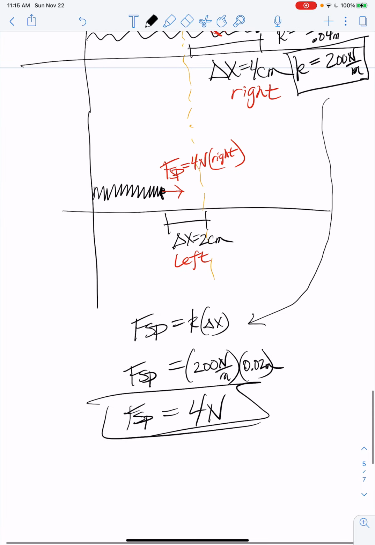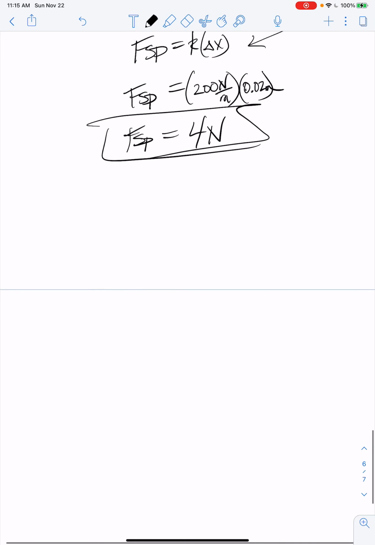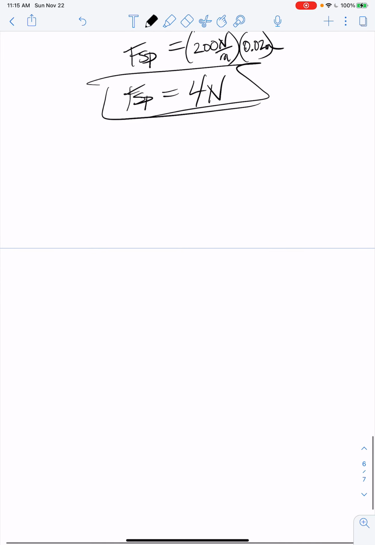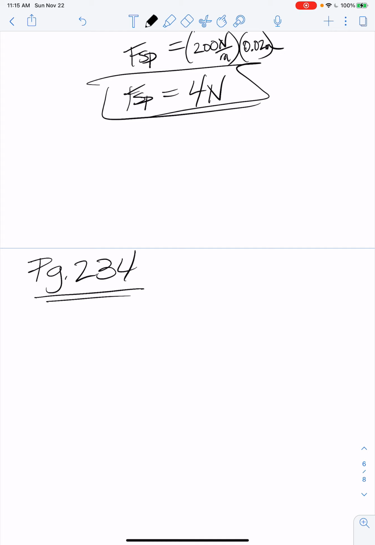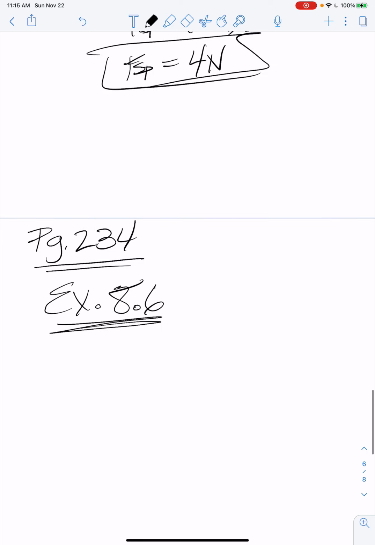Okay, so let's go ahead and move to this is on page 234. Probably gonna run out of paper here at some point. This is example 8.6. And it's something about weighing a fish.